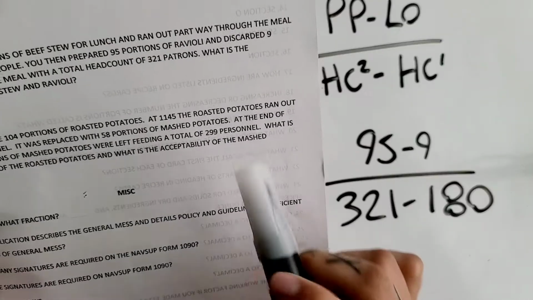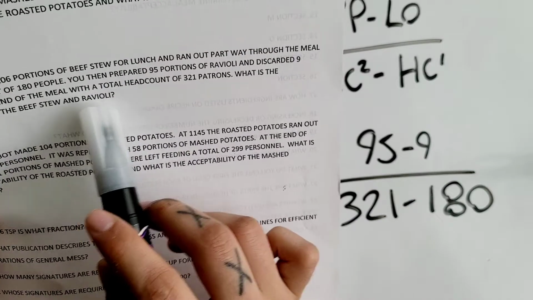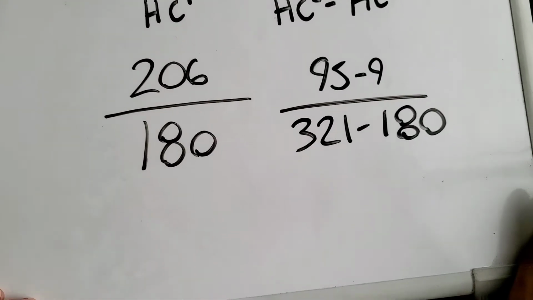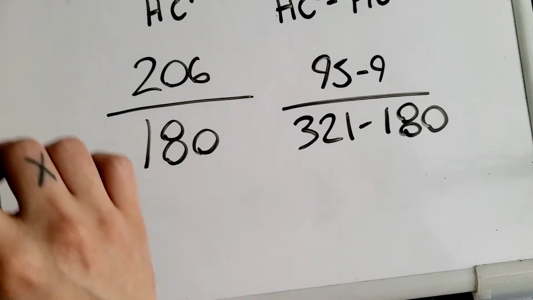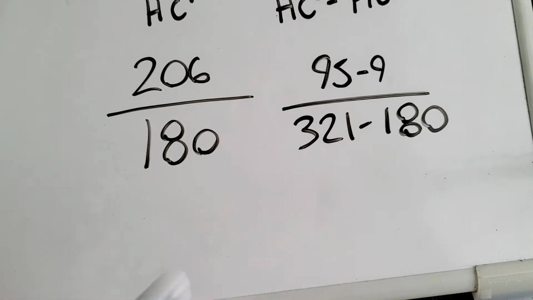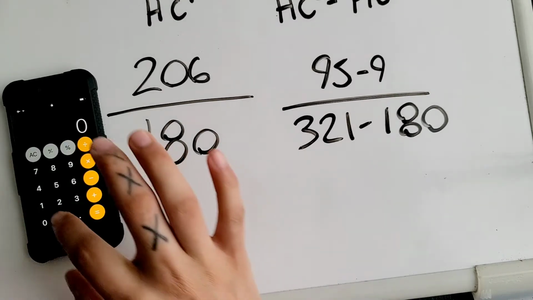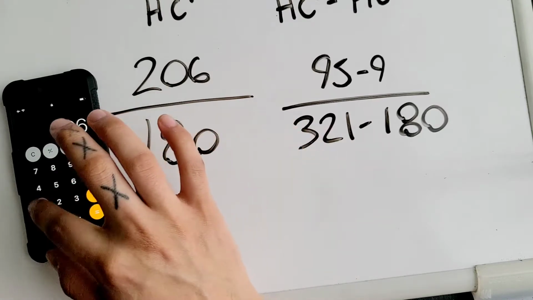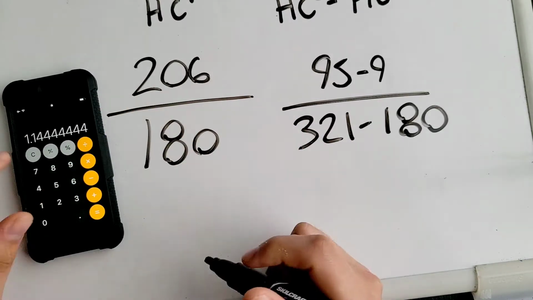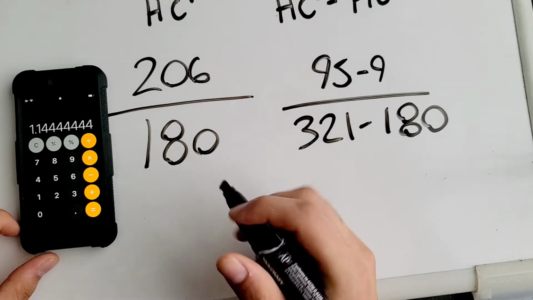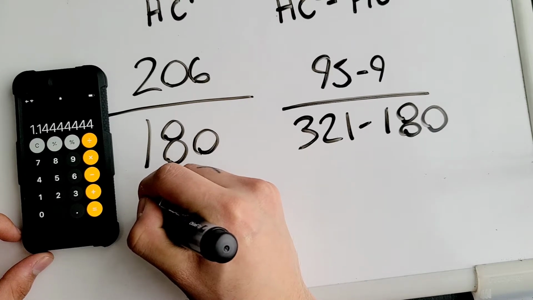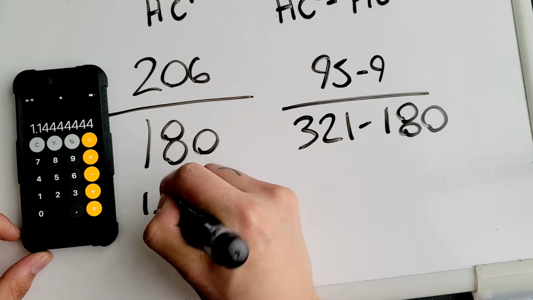So what is the acceptability of beef stew and ravioli? So we have to find both acceptabilities. So all you gotta do is just plug all this into your calculator. So you got 206 divided by 180, which equals 1.14.